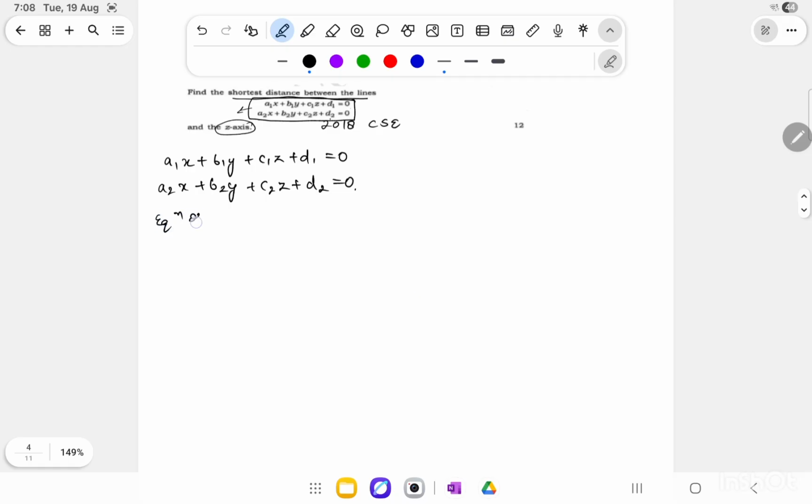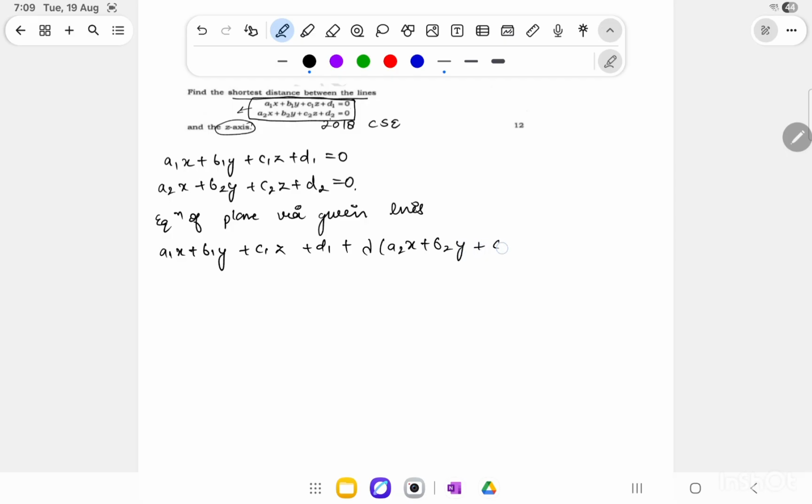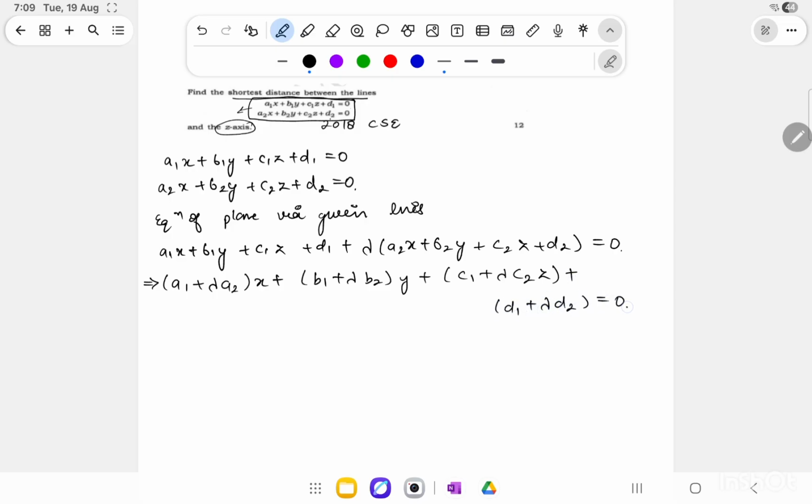So the equation of a plane through the given line will be a1x + b1y + c1z + d1 + lambda into (a2x + b2y + c2z + d2) equals 0. If I simplify it, I'll get (a1 + lambda a2)x + (b1 + lambda b2)y + (c1 + lambda c2)z + (d1 + lambda d2) equals 0.